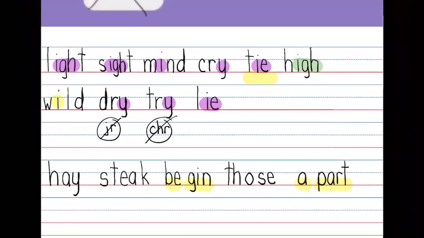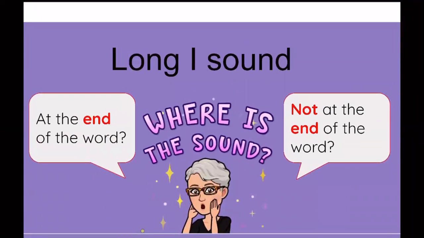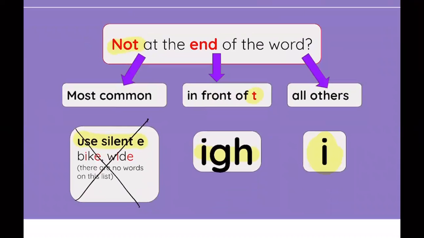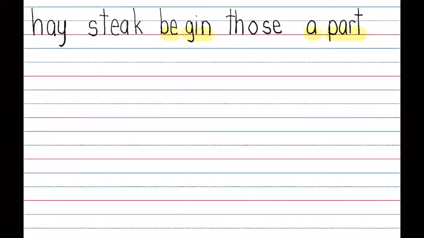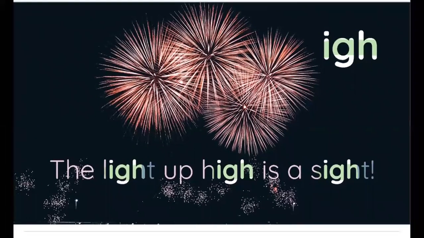Okay, that's it for this week. We have the I words, and then we have our bonus words from the last couple of weeks. And we're going to remember to ask, is the I sound at the end of a word? Where is the I sound? Is it at the end or not at the end? If it's at the end of the word, a 2-sound word, we usually use the IE. A 3-sound word, like cry and try, we use the Y. If it's not at the end of the word, if it's in front of a T, we use the IGH, and all of the other words, we use the I. And then the IGH, let's remember the sentence, the light up high is a sight. And with the picture of the fireworks, that will help you remember it. The light up high is a sight, and those are all IGH words. Okay, good job.